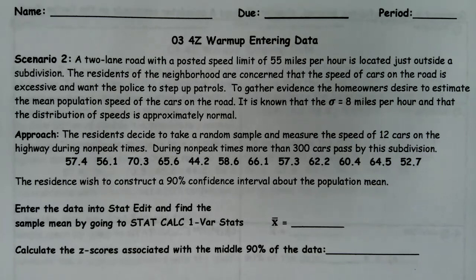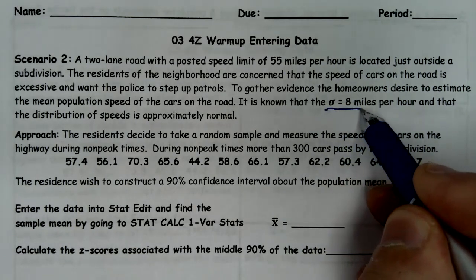A two-lane road with a posted speed limit of 55 miles per hour is located just outside a subdivision. The residents of the neighborhood are concerned that the speed of cars on the road is excessive and want the police to step up patrols. To gather evidence, the homeowners desire to estimate the mean population speed of the cars on the road. It is known that the standard deviation equals 8 miles per hour.